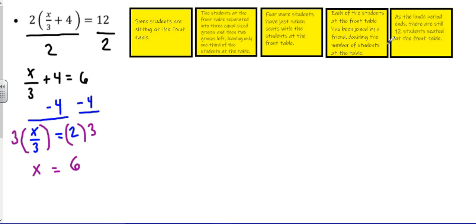However, when we were solving it, we had to work backwards to undo each of these steps and use the opposite operations.